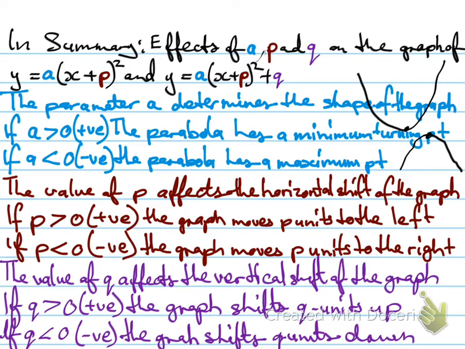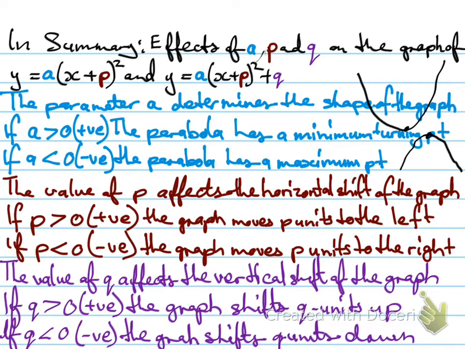And then p has got a horizontal shift effect on the graph. If p is greater than 0, that is positive, the graph moves to the left. Be careful there, it moves to the left. And if p is less than 0 or negative, the graph moves p units to the right.